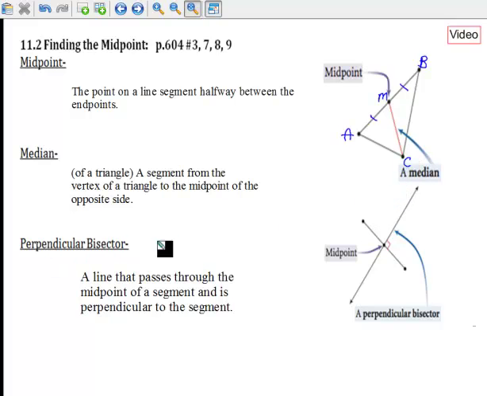And then a perpendicular bisector. A perpendicular bisector is just a line that passes through the midpoint of a line segment. So let's say this point M here is the midpoint of this line segment AB, and then this line here is perpendicular to AB. So we know from 11.1 that our slopes would be negative reciprocals.